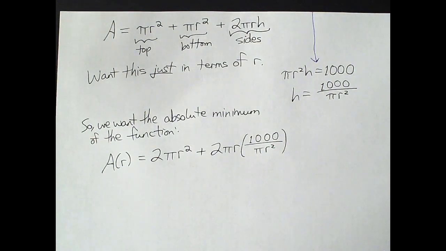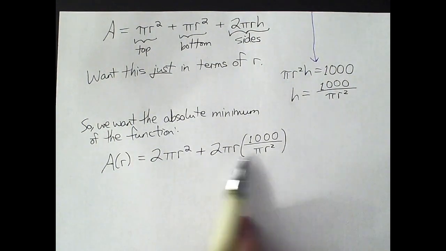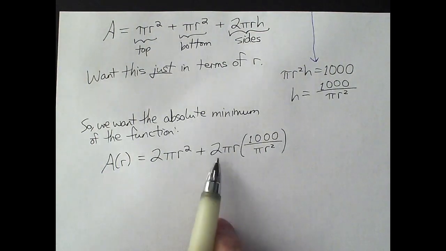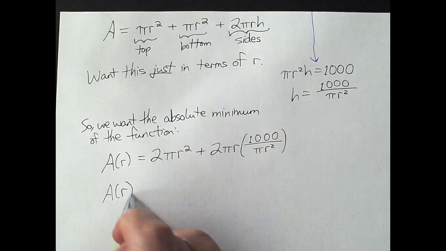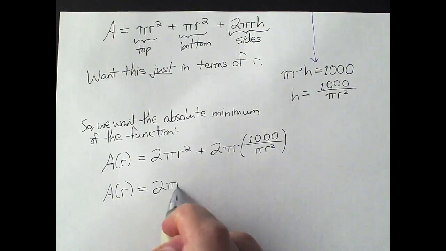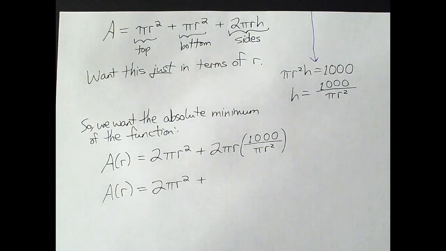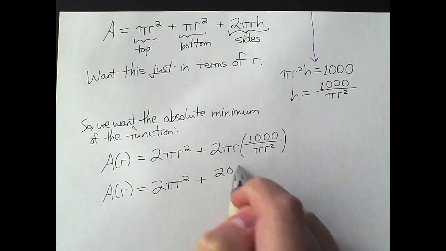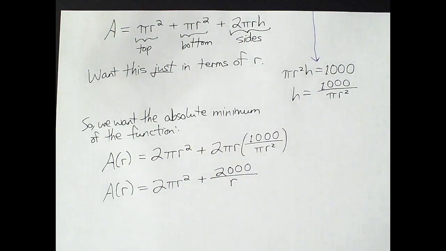Maybe we could simplify it before we try to find the derivative, though. Yeah, we should. We want to find A prime and critical points and all that. But look what's happening here. We've got a pi r. We could also combine the 2 times 1,000. So I rewrote this as 2 pi r squared plus 2 times 1,000, which is 2,000. The pi's cancel out, and I'm left with just r on the bottom.